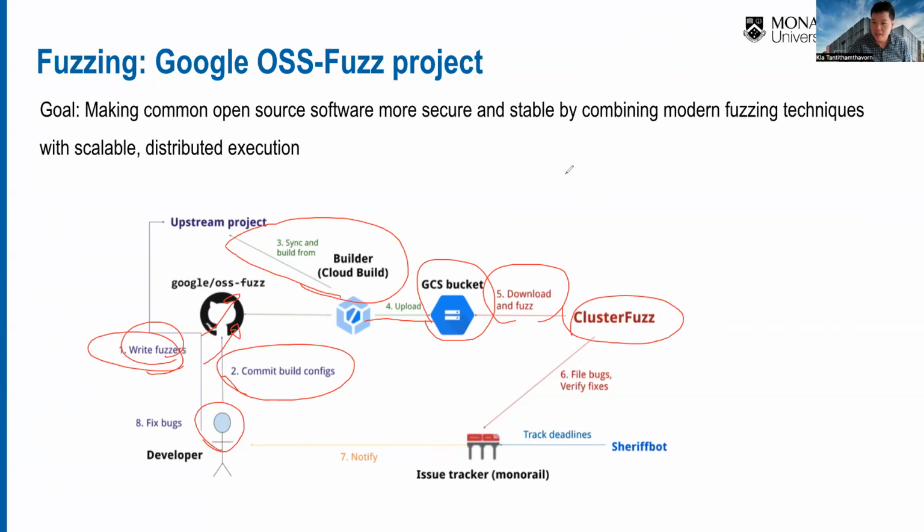They randomly test here. ClusterFuzz means that, let's say this is at Google, right? There are so many machines, let's say a thousand machines.